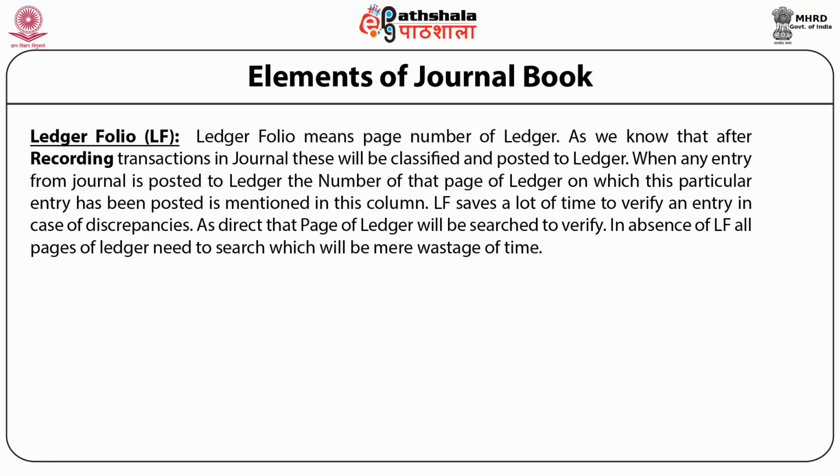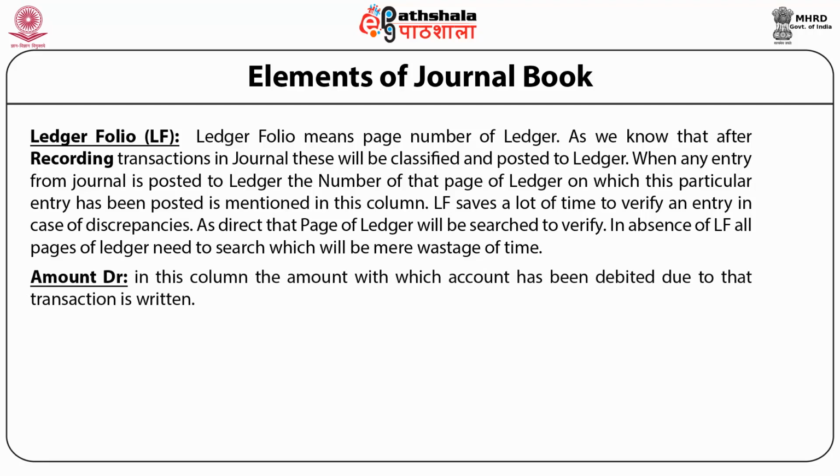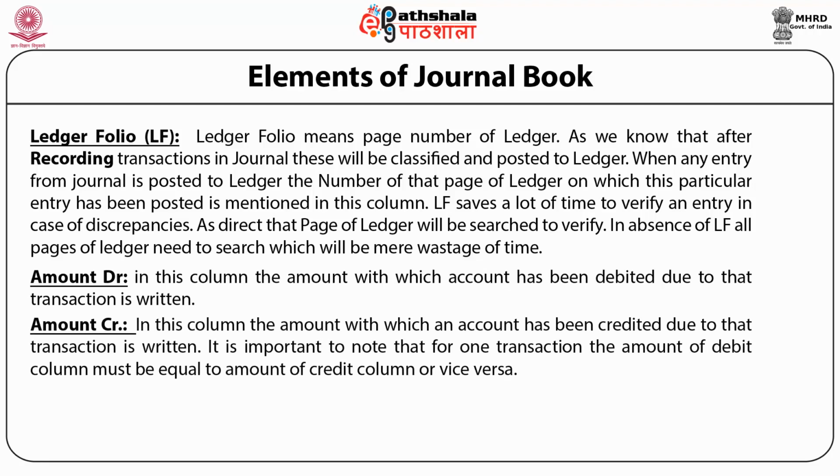The next column in the journal book is amount, and under amount, we have 2 columns, amount debit and amount credit. In the debit amount column, we mention the amount that is to be debited, and in the credit amount column, we mention the amount that is to be credited. You should note that in the case of the amount, both the debit and credit columns would be debited and credited by the same amount.